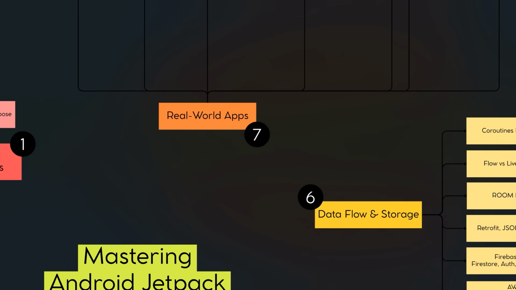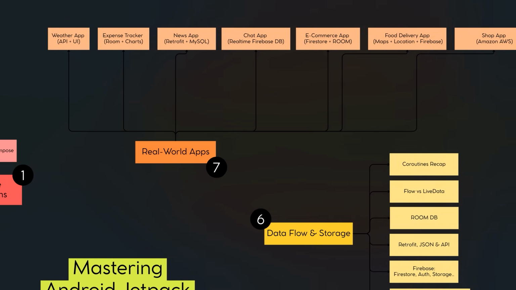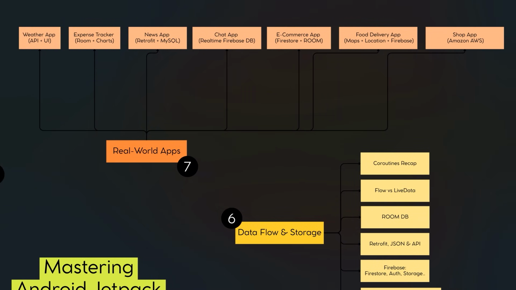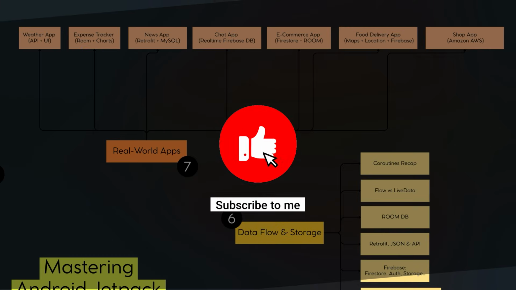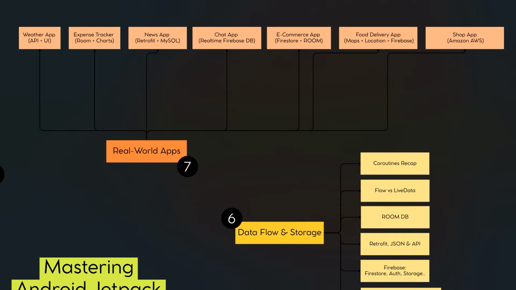Then we're going to move to the most important part and level of this course, which is real-world applications. We're going to build real Android applications ready to publish. We'll start with a weather app, API plus UI. We're going to start with this basic application. Then we're going to move to the expense tracker, Room plus charts.